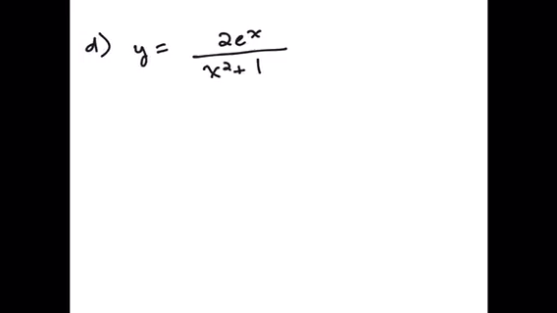Okay, let's try another problem. Now in this case, I do not have a single term in the denominator. I have two different terms. So there's no simplifying to be done. Here's my high, here's my low.